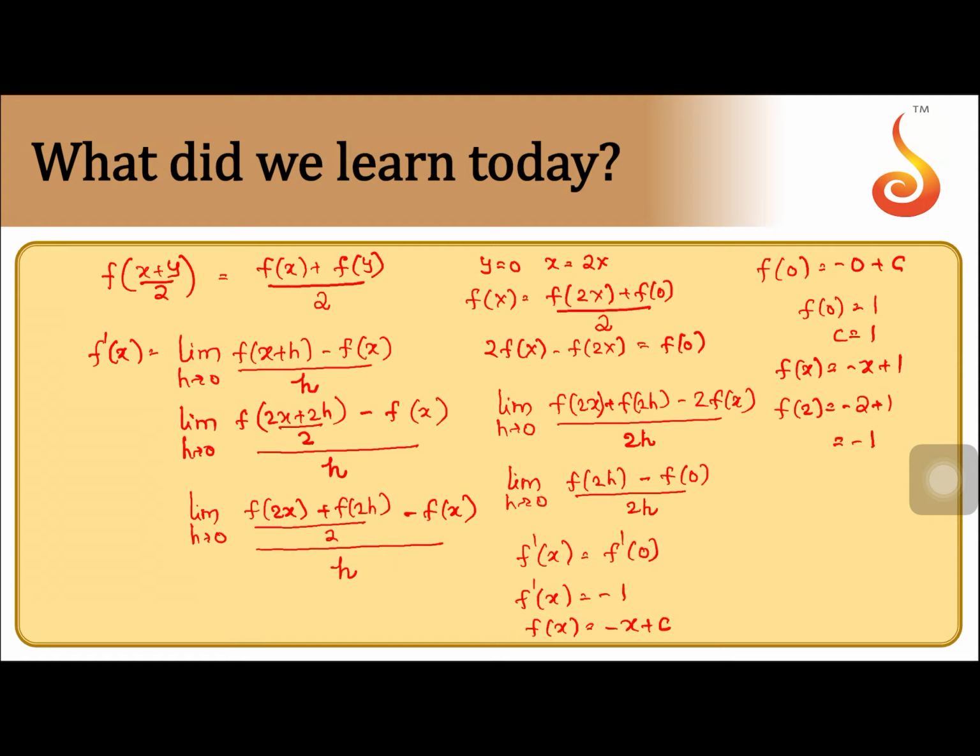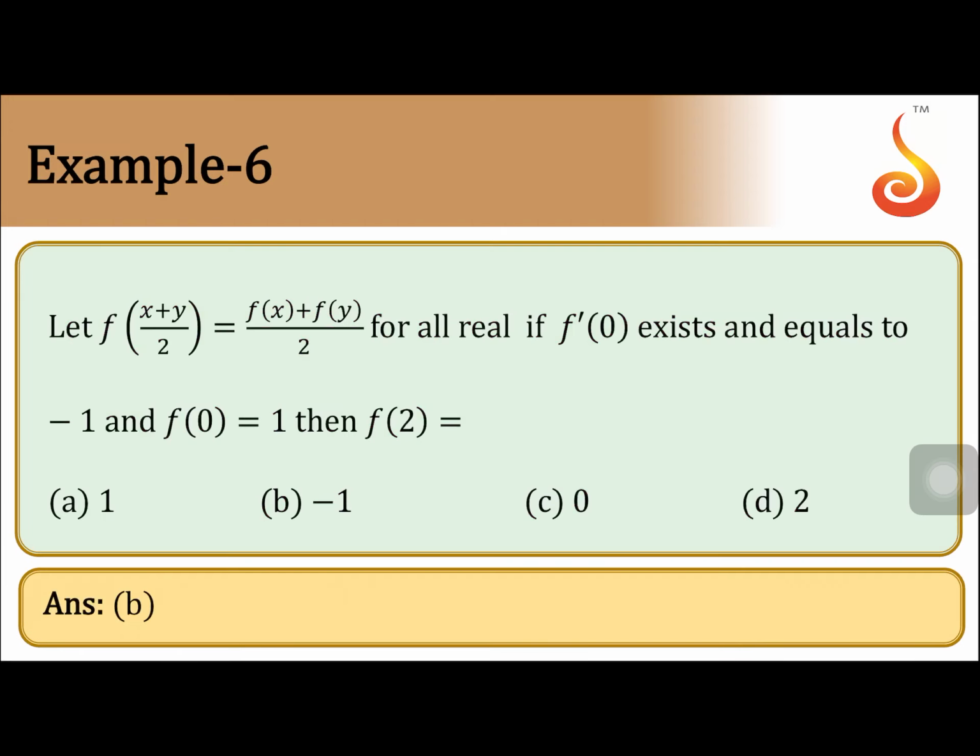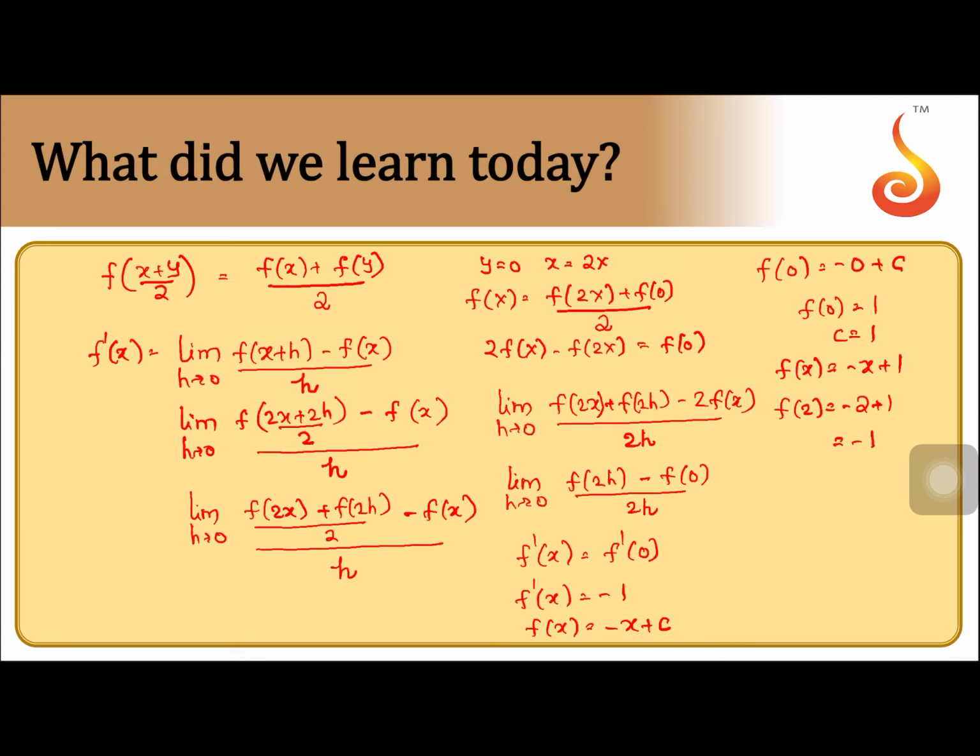I repeat once again. What we did is we used f of (x+y)/2 in the definition of f'(x). Why we did this is because f'(0) exists is given to us. Whatever is given, we have to use that. f(0) is given to us. So therefore f'(x) is limit h tending to 0 of [f(x+h) - f(x)]/h. So we multiply by 2 and divide by 2, both are the same, 2f(x).